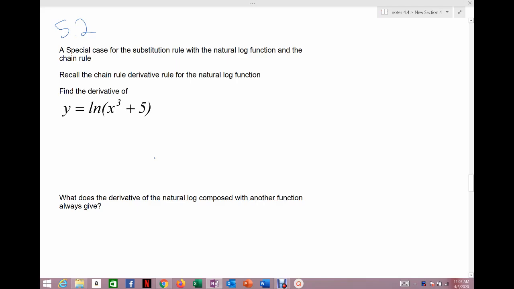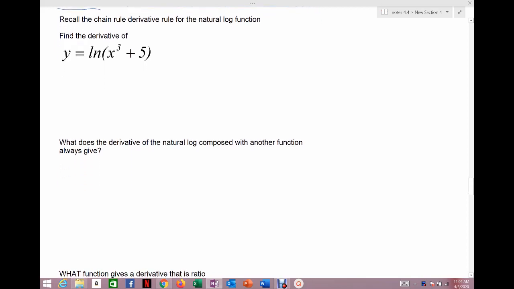Alright, so this last thing from section 5.2, which we went over, undoing the chain rule, right? Finding the antiderivative of a function whose derivative was found by the chain rule. Well, the last part of this is a special case of that substitution rule that involves the natural log function and the chain rule. And this one actually has a theorem that you just have to recognize and remember, what the derivative of the natural log function gives us.